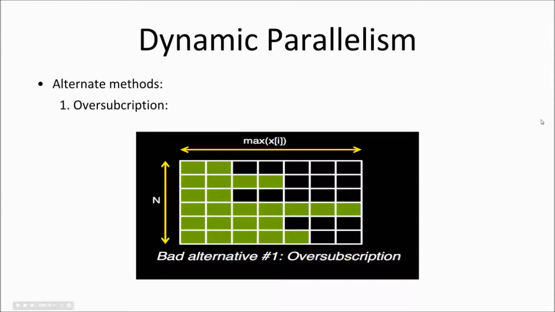There are a couple of alternate methods, one of which is called oversubscription. In the oversubscription method, you basically define the data grid to be the outer loop size and the max of values in X. In most cases, you end up with a sparse matrix, which ends up being a waste of resources since execution is still carried out on those empty cells. This is not an efficient solution to the problem.